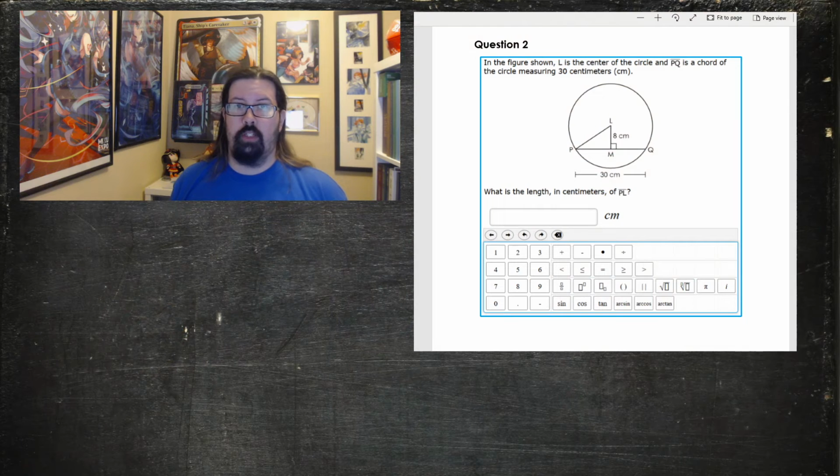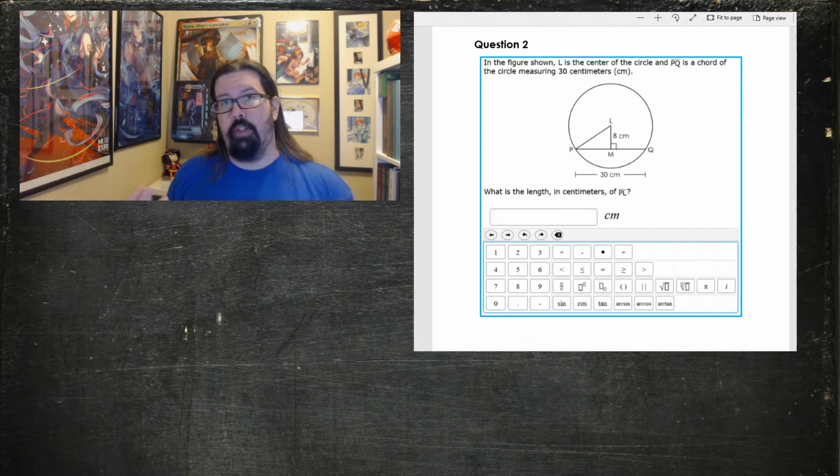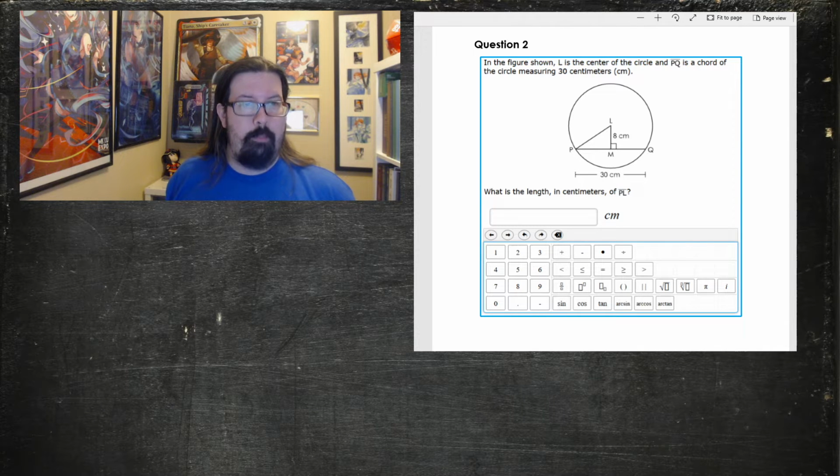Now, today's problem is actually a really good introduction to the series because I want to show you a couple things about the types of problems. Now let's read it aloud. In the figure shown, L is the center of the circle and PQ is a chord of the circle measuring 30 centimeters. What is the length in centimeters of PL?